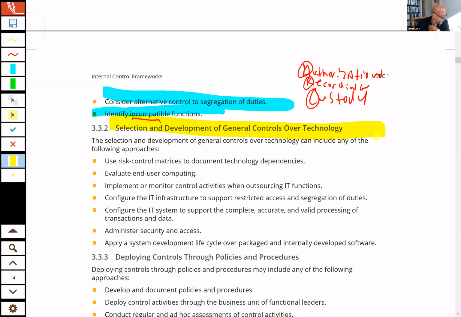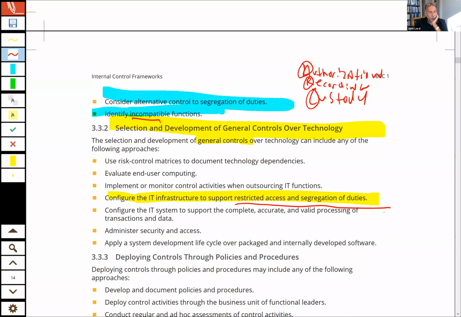Okay, good. So let's take a look down here a little bit more at selection and development of general controls over technology, okay? So general controls are basically things that are gonna be over the entire system, okay? So configure IT infrastructure to support restricted access and segregation of duties. Okay, so let's just talk about that. So do you want employees to be able to use their general network password? Do you want them to also be able to use that to log in to, say, the payroll records? No. The human resources records? No. Okay, so that's what we mean by using passwords as a general control to restrict access and maintain segregation of duties.